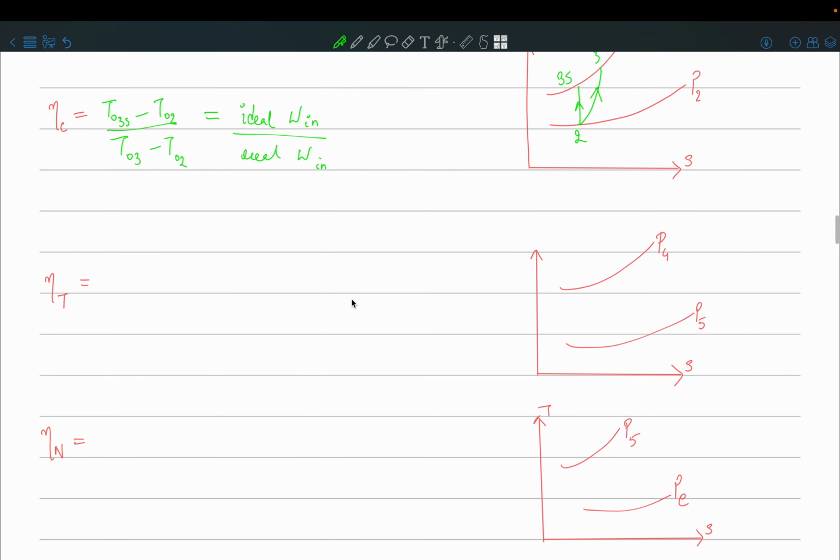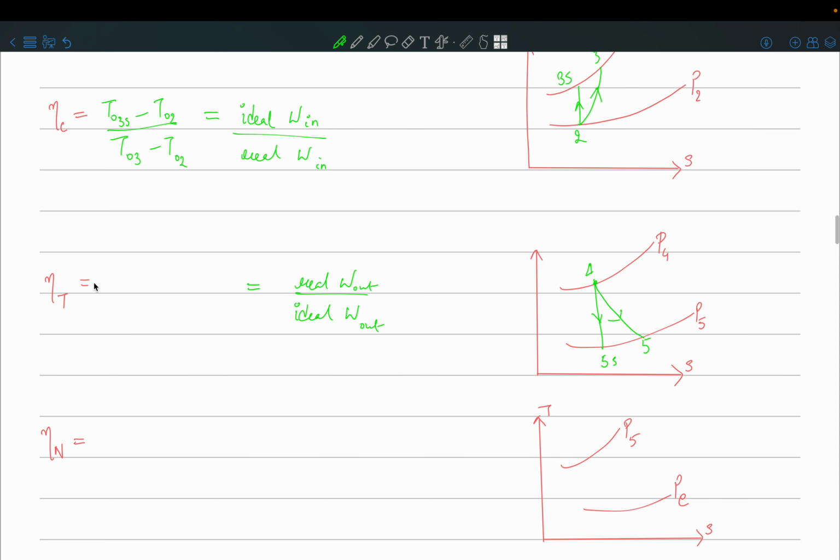And for a turbine it will be just the opposite, because in a turbine ideally you would get more work out, but in reality you get less, right? So here it will be real work out divided by ideal work out. Now what is the definition in terms of the temperatures? You are going from state 4 to state 5 in a non-isentropic path, but ideally you should have gone in an isentropic path like this. So this is the 5s state and this is state 5.